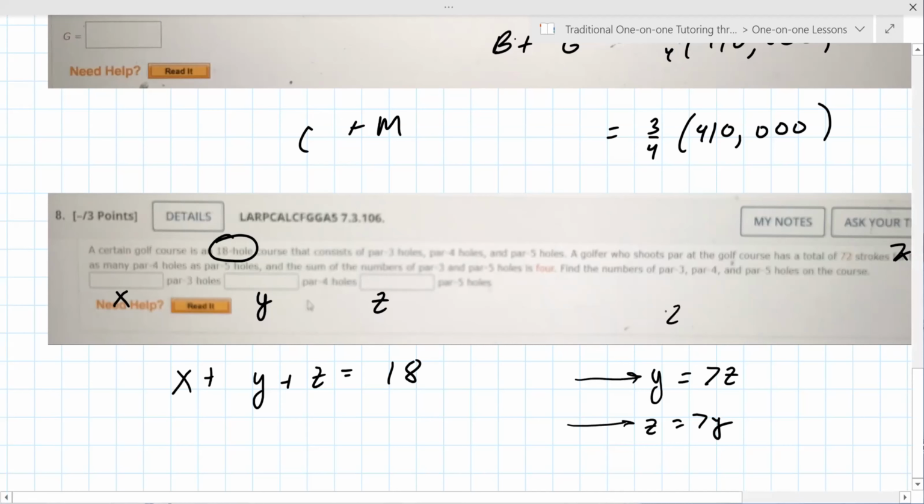Like, let's say z is 1, then that means that y is 7. Is that what it means? Is it 7 par 4s and 1 par 5? Is that what it's talking about? No, there's 7 times as many, so it'd be the other way. There's 7 times as many par 4s, right? Y is par 4s.